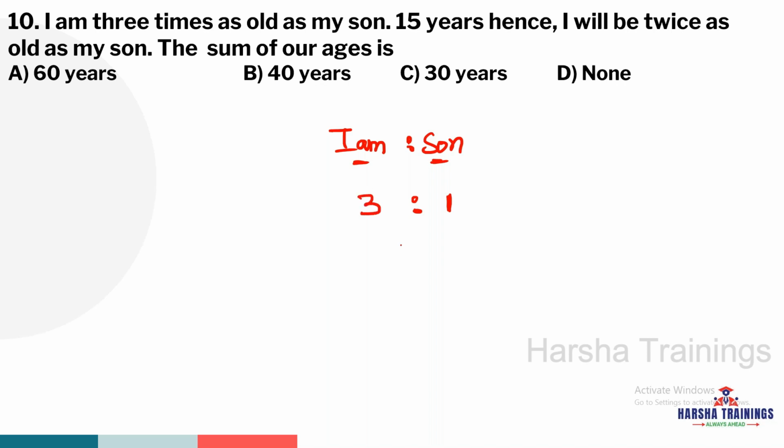15 years since, I will be twice. 15 years since, also my age, I don't know, let it be 1. So I am how many times? Twice. Twice means 2 times. 1 into 2, 2. Okay.